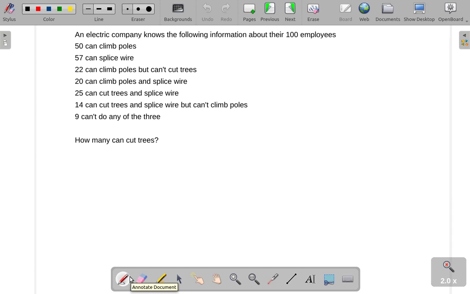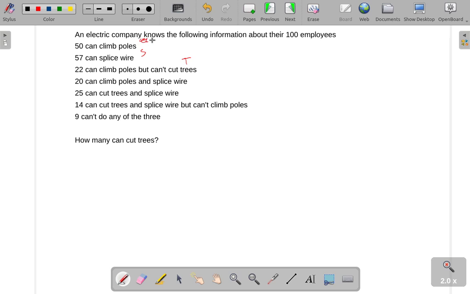We have an electric company, and apparently they don't know very much about their individual employees. They took a few surveys, and I don't know why they didn't just ask people directly. In any case, we know a few pieces of information. Some people can climb poles, some people can splice wires, and some people can cut trees. Let's call it C, S, and T for trees.